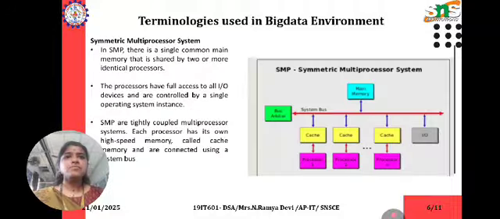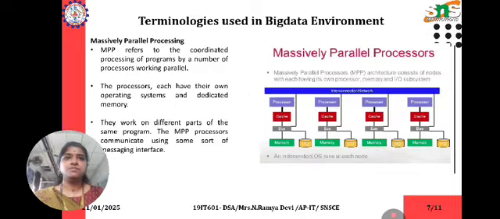But in a symmetric multiprocessor system, there is a single common main memory that is shared by 2 or more identical processors. The processors have full access to all I/O devices and are controlled by a single operating system instance. SMP are tightly coupled multiprocessor systems. Each processor has its own high-speed memory called cache memory and they are connected using a system bus.